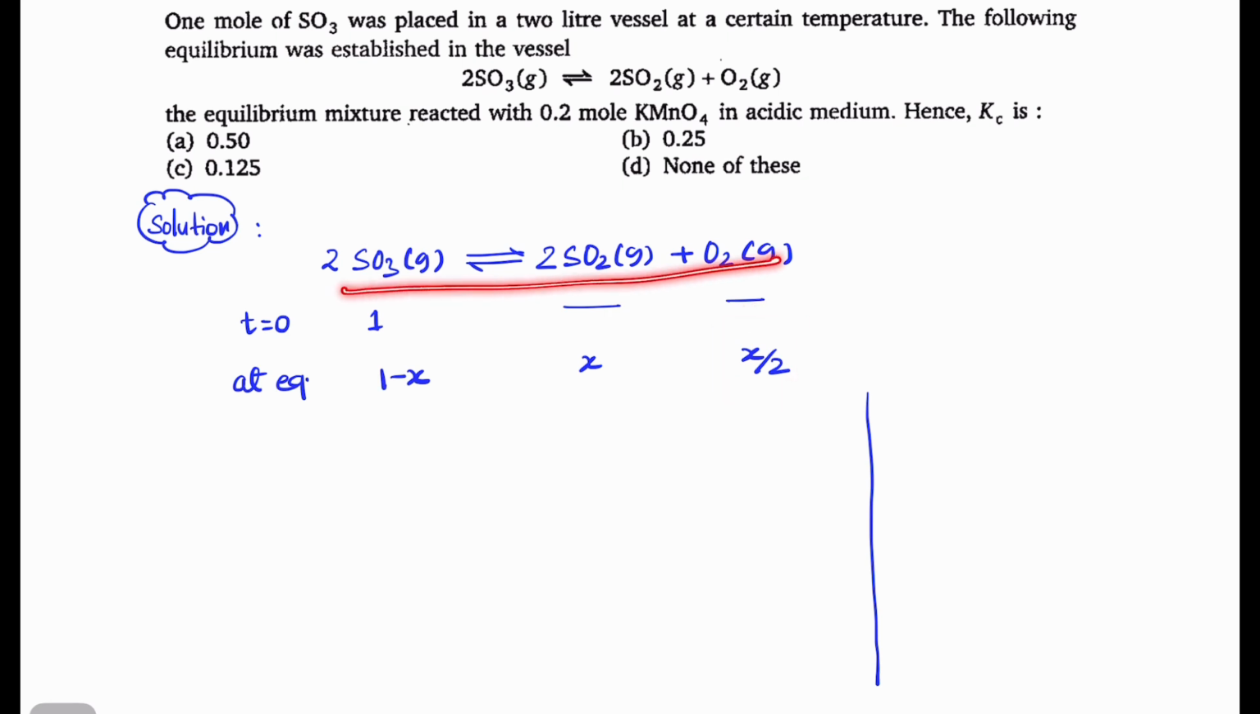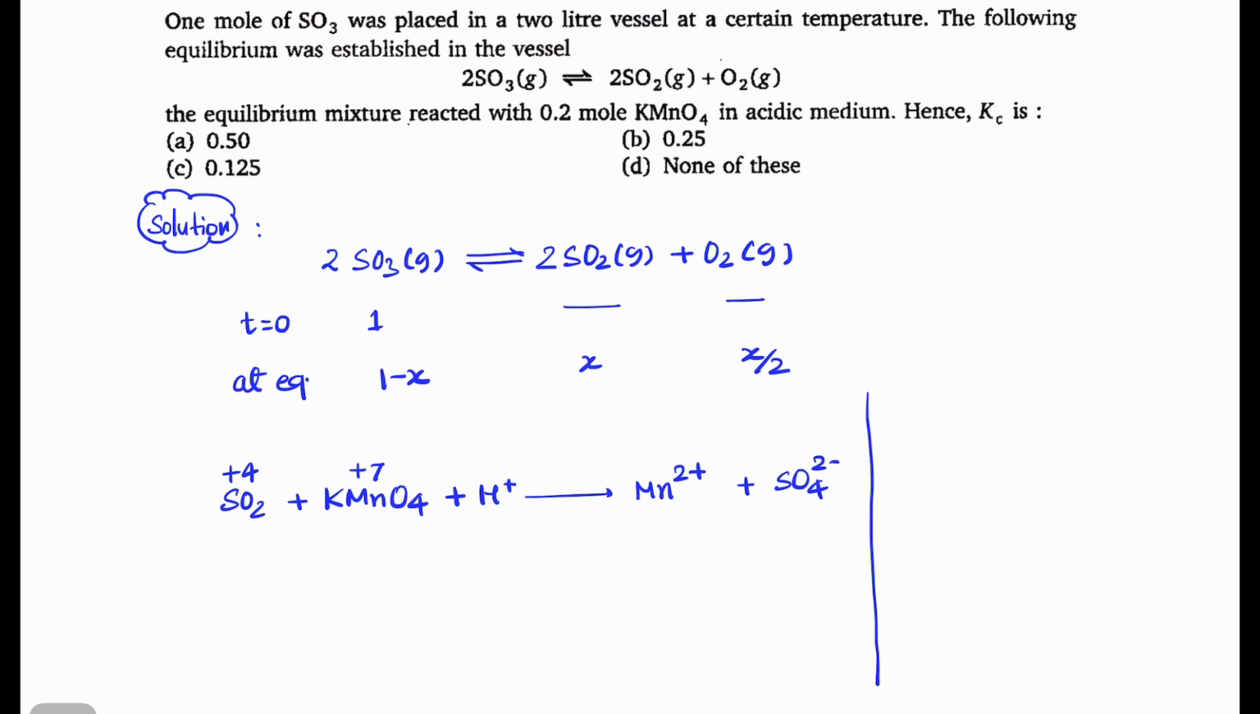So simply we have figured this out using mole analysis. 2 mole of SO3 will give 2 mole of SO2. So if x mole reacts, you will get x. But 2 mole of SO3 will give you only 1 mole of O2, so x mole will give you x by 2. Simple.